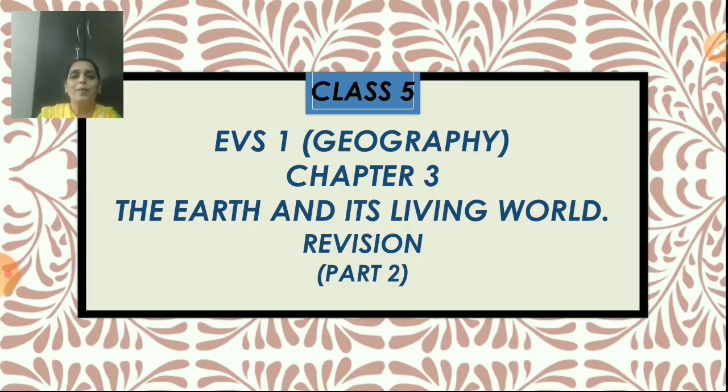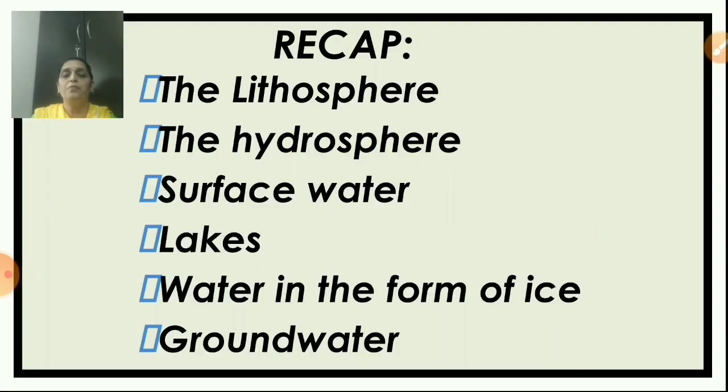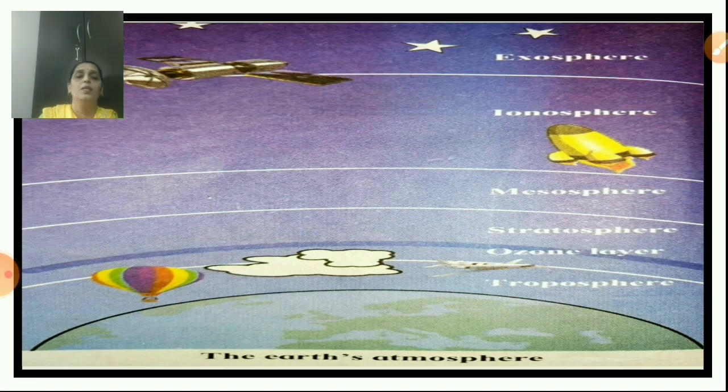Students, welcome back. Today we are going to learn EVS 1 Geography 3rd chapter, The Earth and its Living World, revision part 2. But before that, let's take a short recap of what we have done in our previous session. We have learned the lithosphere, the hydrosphere, surface water, lakes, then water in the form of ice and groundwater. And today we are going to revise the Earth's atmosphere.